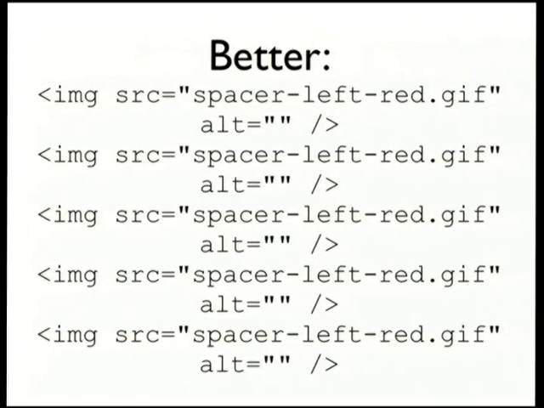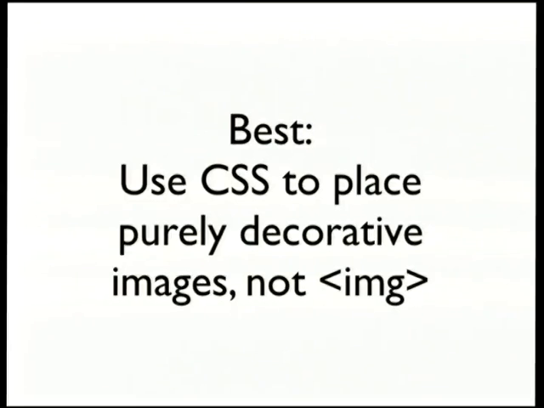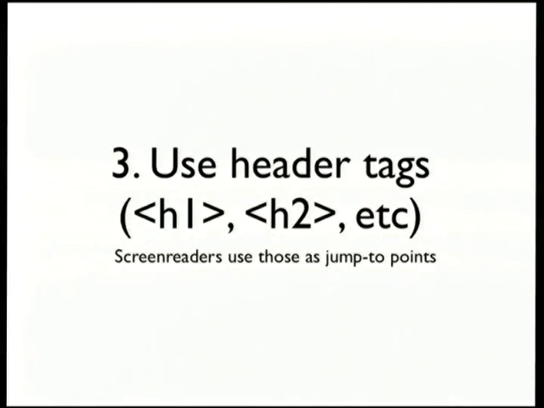If you put in the blank alt text, it is as though the image does not exist for the screen reader. The screen reader user will thank you. That's still not the best way to do it, though. The best way to do it is to use CSS to place purely decorative images, and then they get ignored. So use header tags in your markup. H1, H2, etc. You want to use a bunch of block level tags like that. Screen readers use them as jumping points.